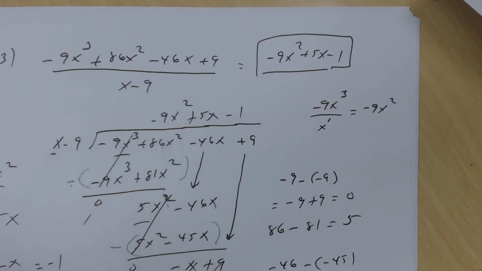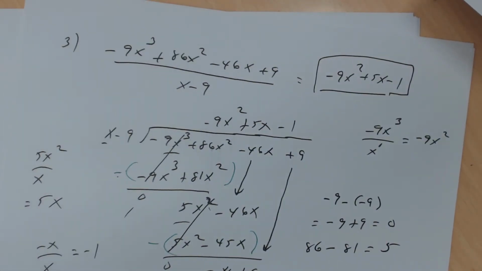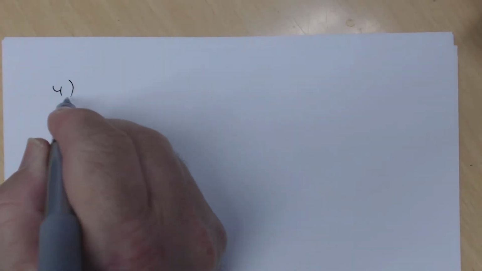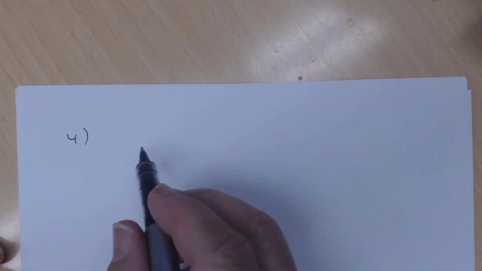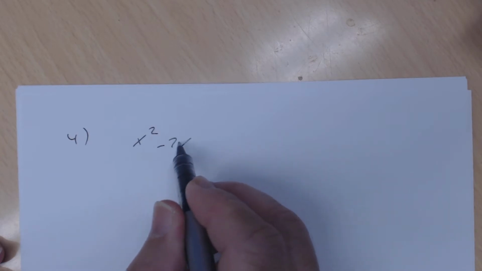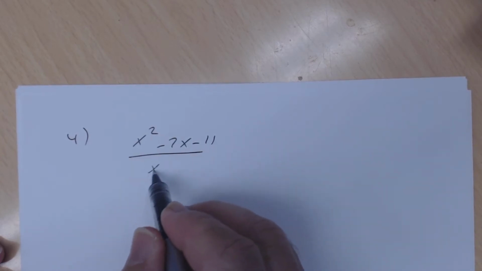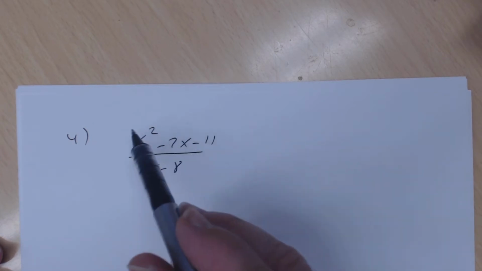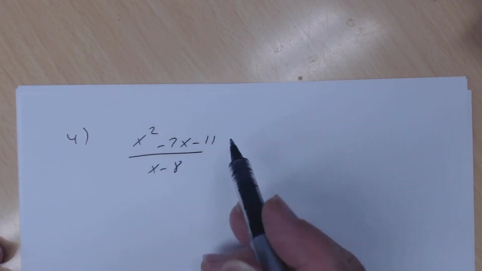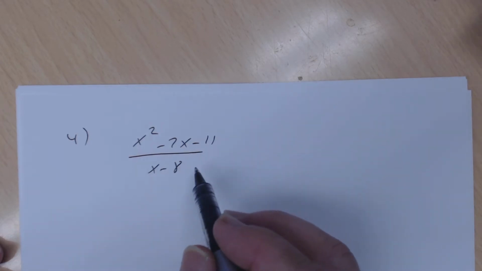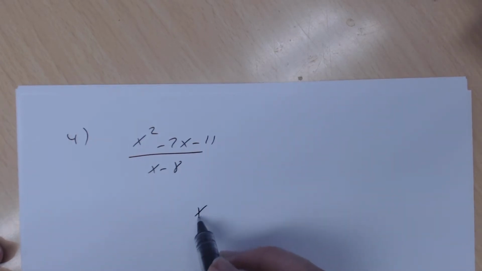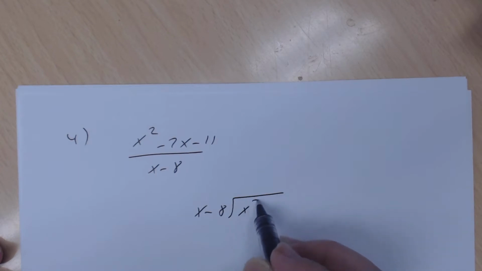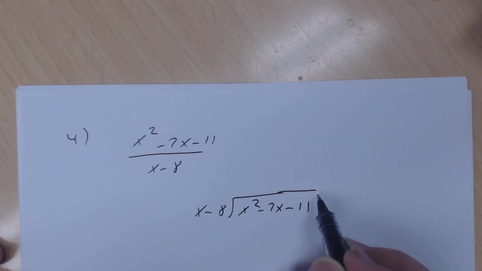All right, now let's look at the next one. All right, number 4. Okay, so we have x squared minus 7x minus 11 divided by x minus 8. All right, so both the dividend and divisor are in descending order. There are no missing terms, so I'm going to do the long division. Say x minus 8 into x squared minus 7x minus 11.